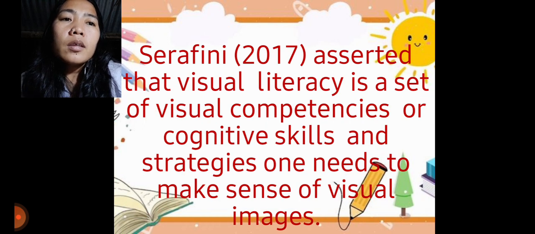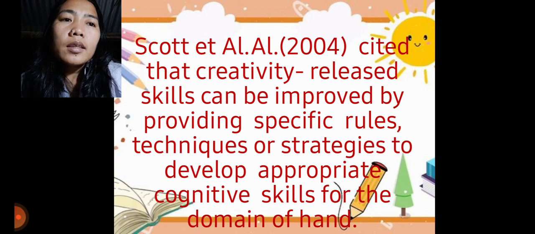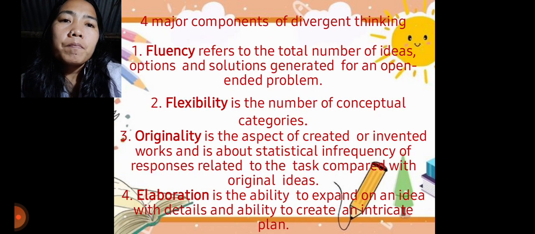Serafini 2017 asserted that visual literacy is a set of visual competencies of cognitive skills and strategies one needs to make sense of visual images. Scott et al. cited that creativity skills can be improved by providing specific rules, techniques, or strategies to develop appropriate cognitive skills for the domain at hand.